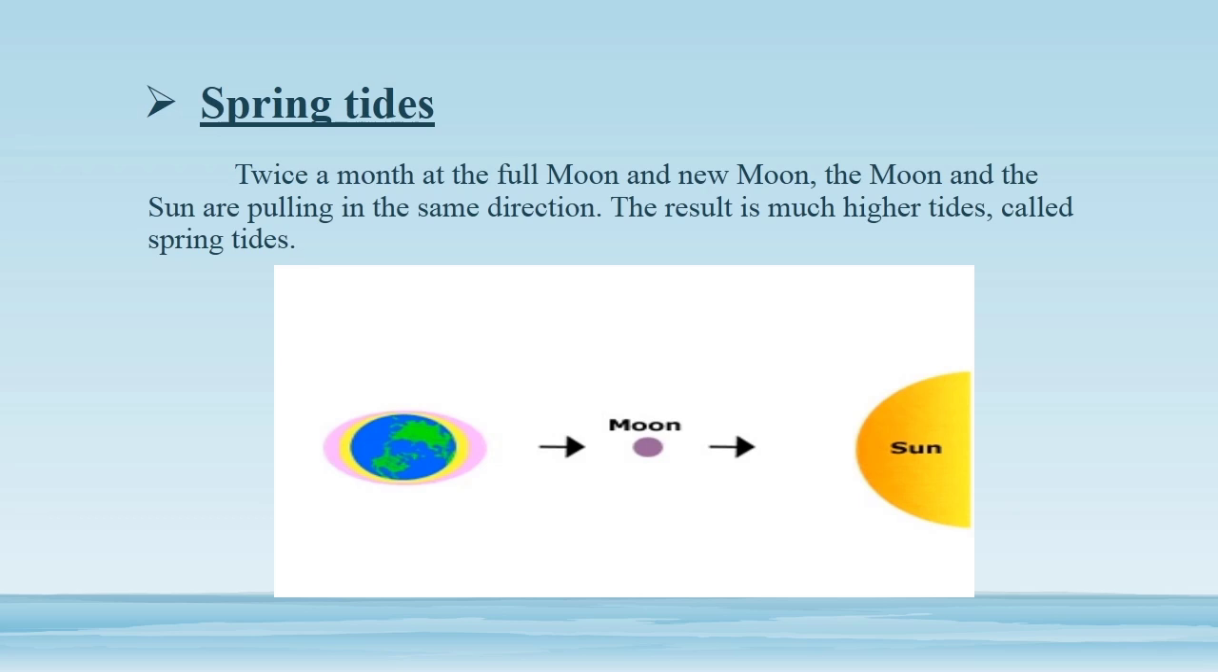Twice a month at full moon or new moon, the earth, the sun and the moon all align in the same direction, and both the sun and the moon pull the earth toward themselves in the same direction. This causes high tides, or you can say the result is much higher tides. These tides are called spring tides.